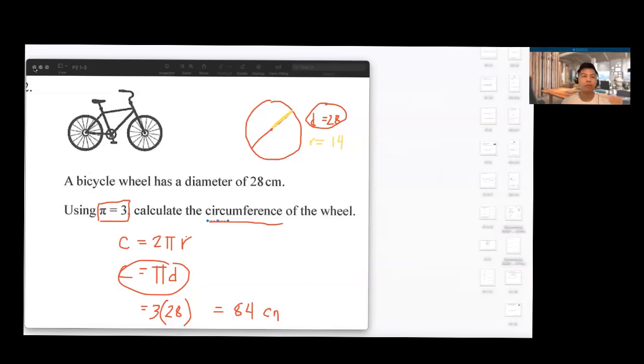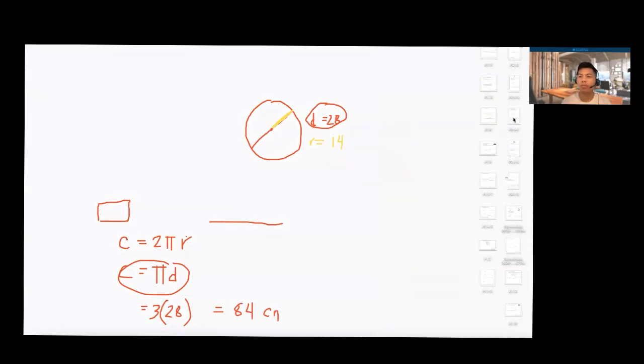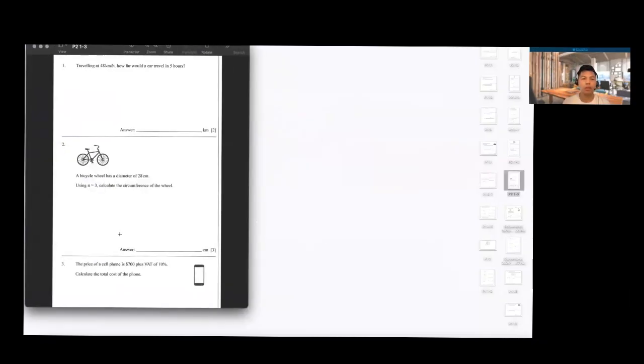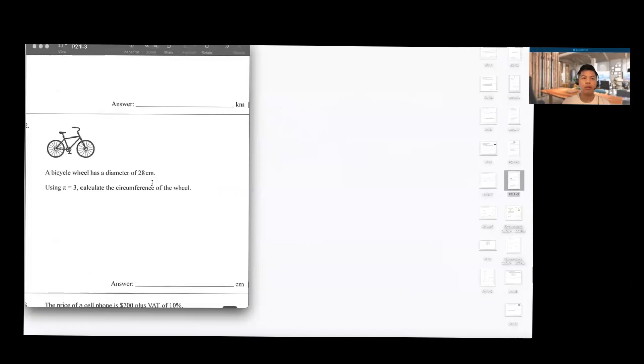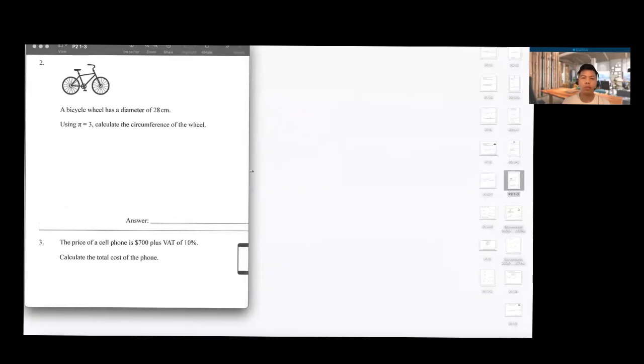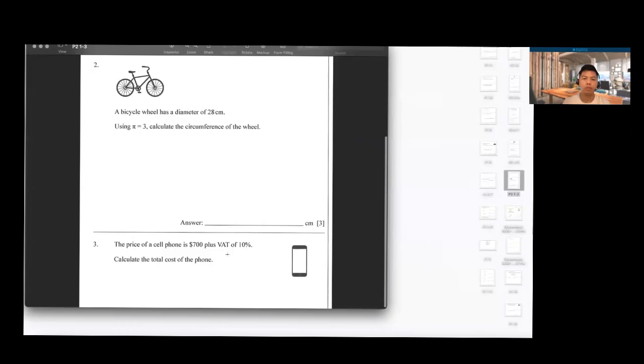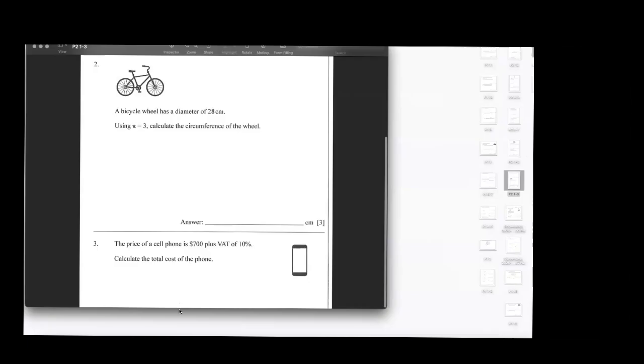Now we're going to answer, oh, sorry, the next number is number 3. Yeah, you can ask questions. Okay, it's okay to ask questions. So we'll be answering number 3 now. Can you read number 3? The price of a cell phone is $700 plus VAT of 10%. Calculate the total cost of the phone.